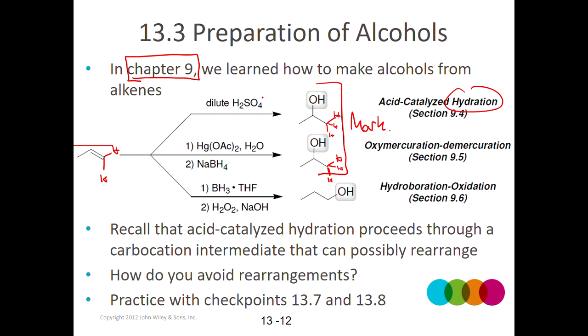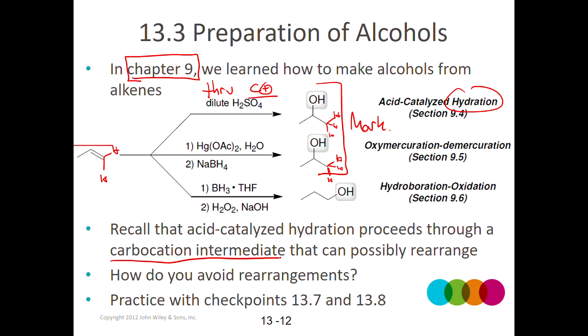So if we use this dilute sulfuric acid, we may get the same product as these other conditions. So why do we have two different conditions? Well, the dilute sulfuric acid goes through a carbocation intermediate.